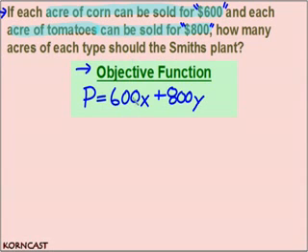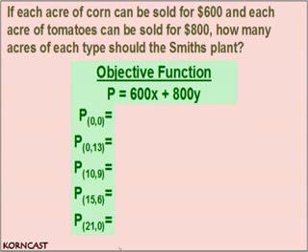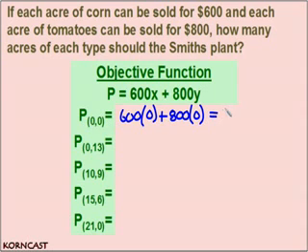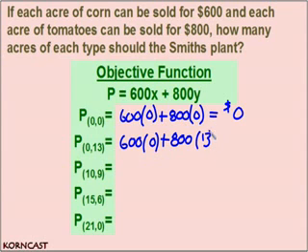Okay, so once we get our objective function and we've got our vertices, now we can go ahead and test our values. So from our graph, we have (0, 0), (0, 13), (10, 9), (15, 6), and (21, 0). So let's test our values now. We're going to have 600 times x, well, x is 0, plus 800 times y, which is 0. And this one's pretty easy to determine: if you don't plant any corn or any tomatoes, you're going to make a profit of $0. Okay, the next one, we're going to have 600 times 0 plus 800 times 13. And that product and sum is going to result in $10,400.